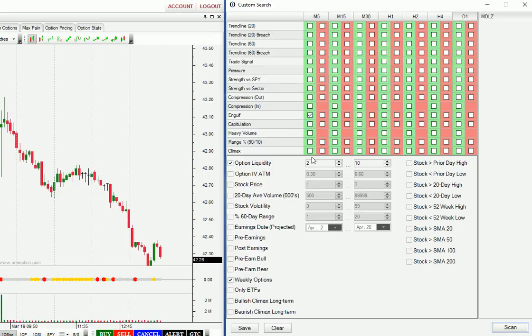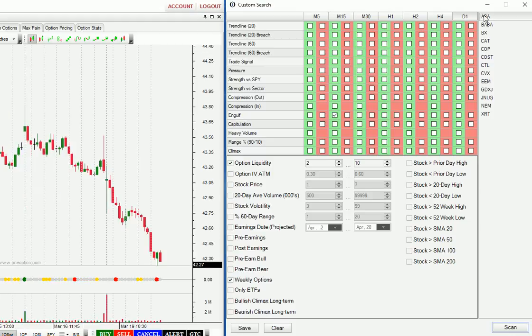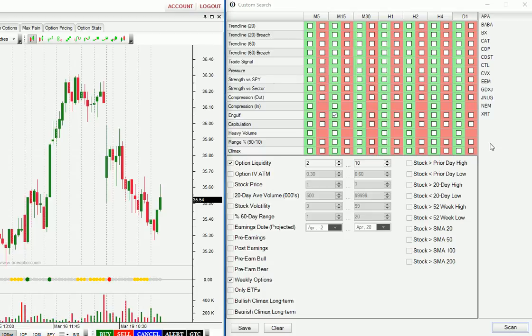Engulf. Let's find an engulfing pattern, but let's find one on a 15-minute basis. That would be a little bit more interesting to me. So we're going to go into a 15-minute chart. We'll click on the first one, APA. There's your engulfing pattern right there. That is a bullish engulf on a 15-minute basis.